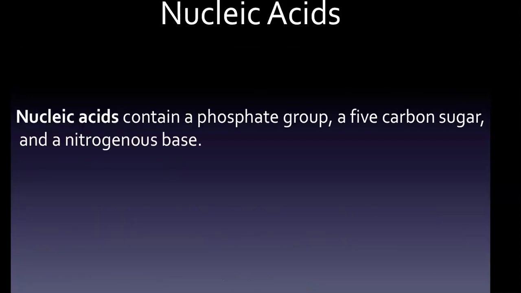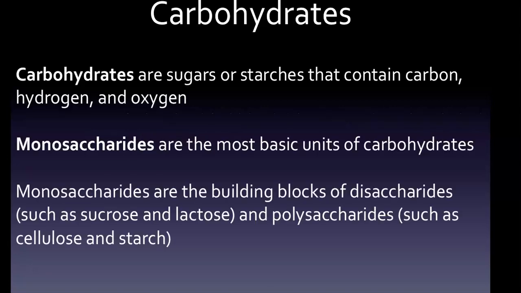So we'll start with nucleic acids. And as it says on the screen, nucleic acids contain a phosphate group, a 5-carbon sugar, and a nitrogenous base. Carbohydrates are sugars or starches that contain carbon, hydrogen, and oxygen.